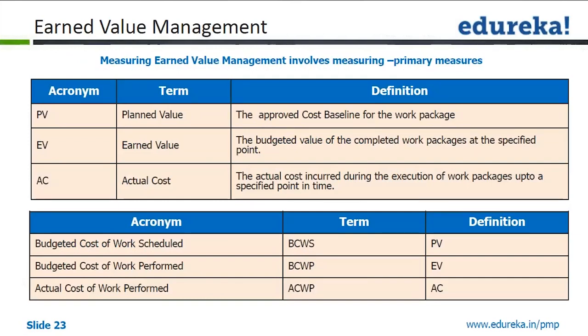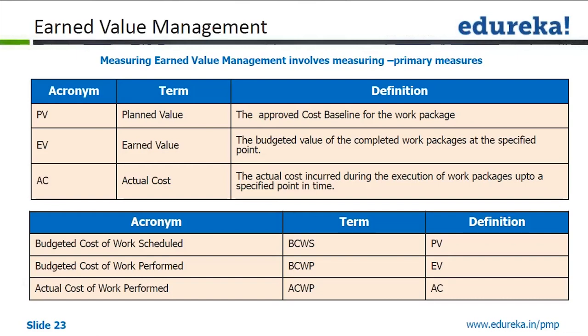Now please go through these very slowly and please understand, and also please remember these. You have to remember this whole set of formulas. So the first thing is planned value or PV. That is the approved cost baseline for the work in progress. So if the 4 walls cost 1000 rupees, then 1000 is your planned value.